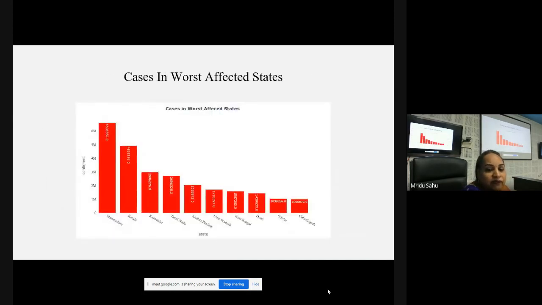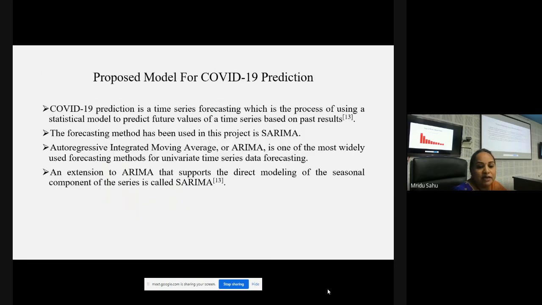The worst affected cases in India are shown by this graph, the state-wise analysis, and the proposed model for COVID-19 prediction. We started our journey with that. ML can do many things: forecasting, classification, clustering, association. All these tasks we can do with the help of a data scientist.